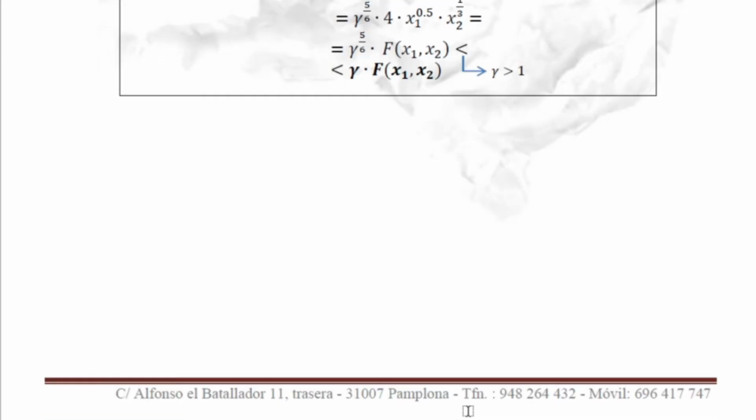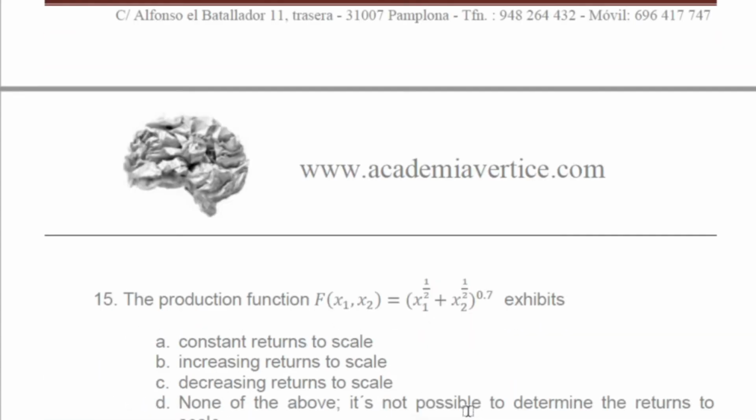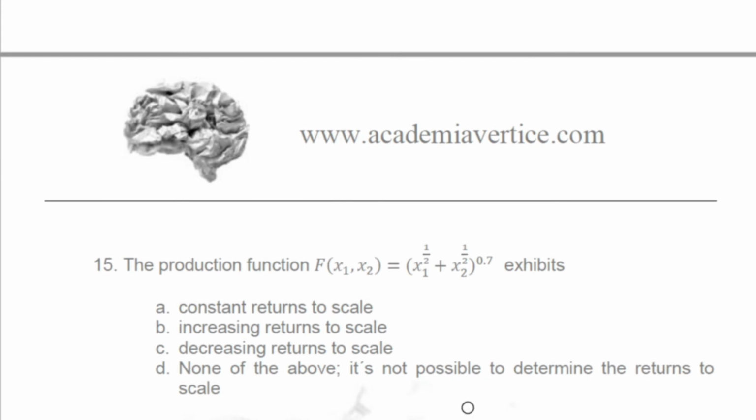As always, when we have homogeneous functions, it's very easy to use the definition. Let's see in this case. The question is the same, but we have a production function that is not a Cobb-Douglas type. Even though it's not a Cobb-Douglas type function, it still is homogeneous.